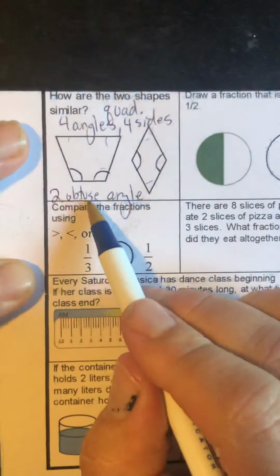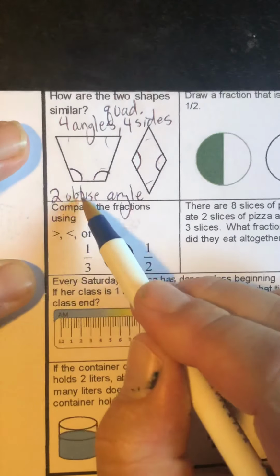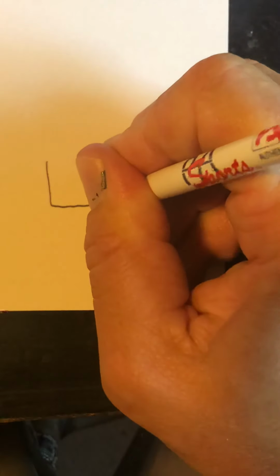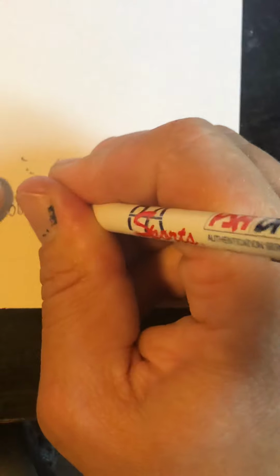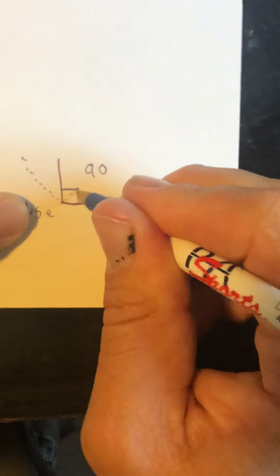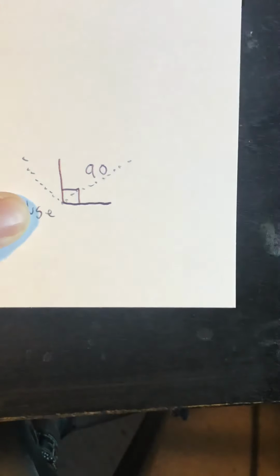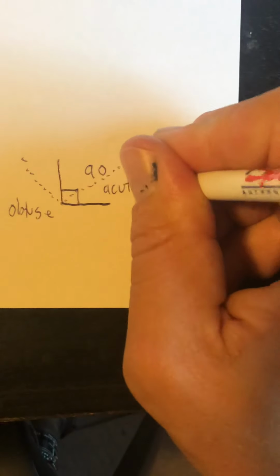Now, a little vocabulary reminder. Obtuse means the angle is greater than 90 degrees. Okay? Maybe we need a little review here. If you have the corner of a desk, that's 90 degrees. If the angle goes larger than 90 degrees, it's obtuse. If the angle is less than 90 degrees, it's called an acute.